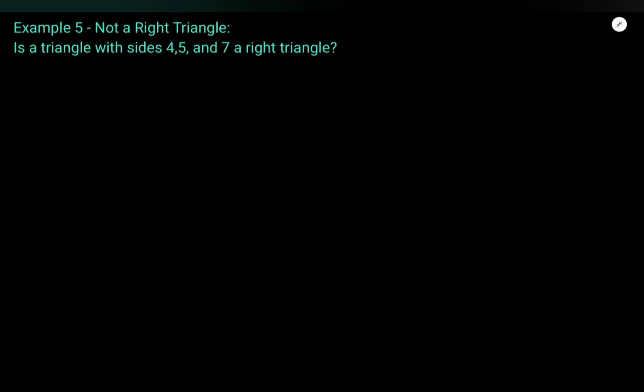Then next we have a triangle with sides 4, 5, 7. Suppose I draw a right angle triangle. Or I don't know whether it will be a right angle or not. I need to check actually. So I have 4, 5, 7, right? So the longest side I say is C, and this is B, this is A. I will find the square of the longest side. 7 square is 49.